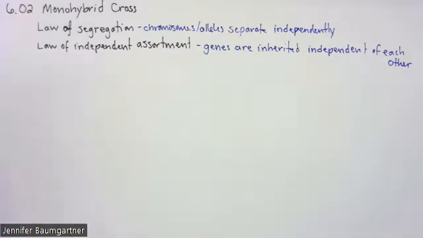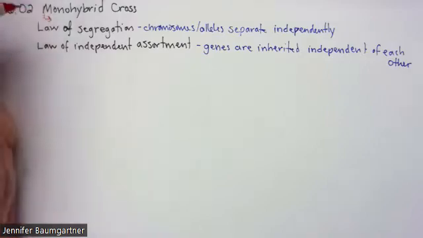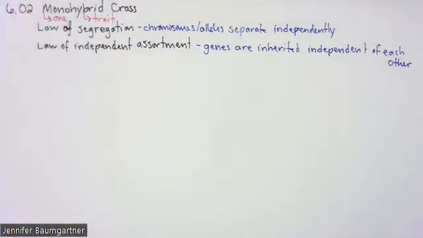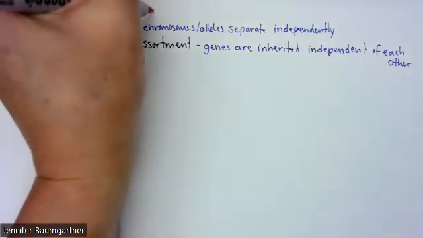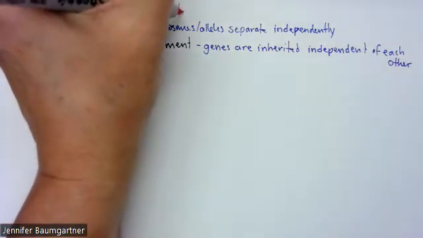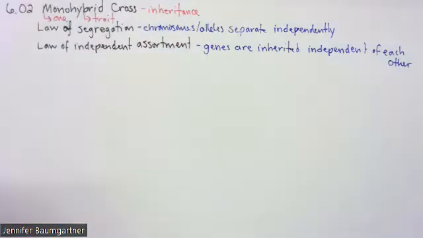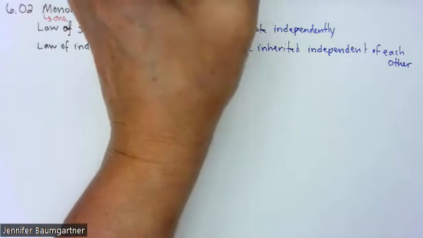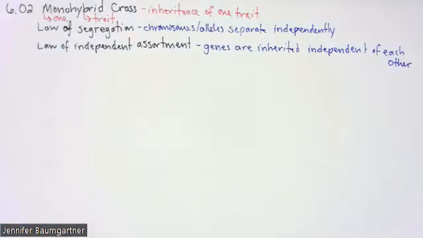So monohybrid cross, you guys have learned that mono over the course of the year means one. And hybrid, we're talking about traits. So when we do a monohybrid cross, we're looking at the inheritance of one trait. And in this one, we're going to look at eye color in humans. We're going to look at brown eyes versus blue eyes. Well, let's say dad has brown eyes and mom has blue eyes.